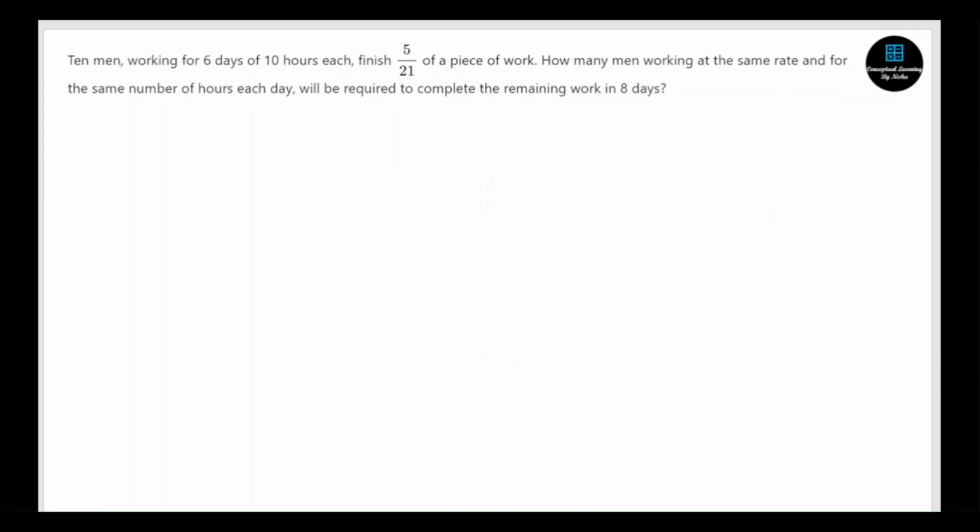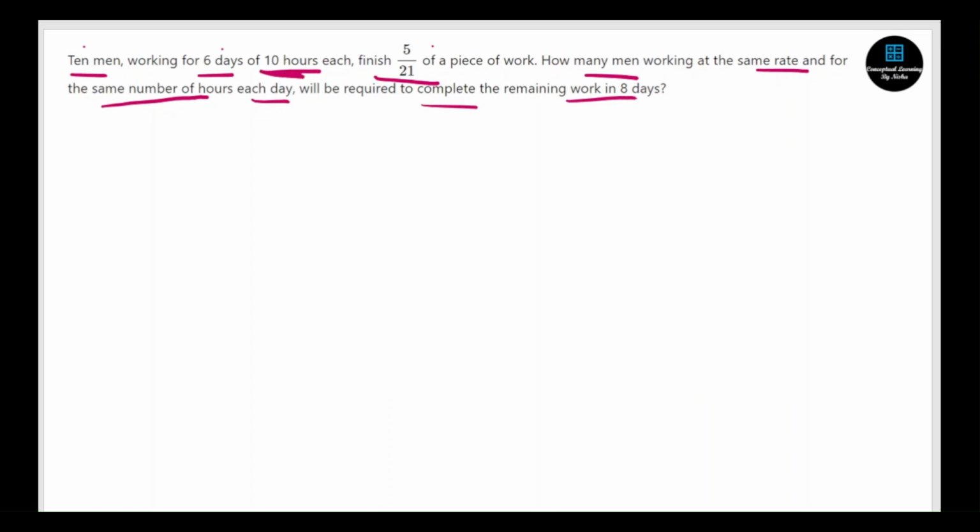Right. Now here it is very important, again a complicated question. See what they have given. 10 men working for 6 days, 10 hours each, finish 5/21st of the piece of work. How many men working at the same rate for the same number of hours each day will be required to complete the remaining work in 8 days? Now basically here if you see there are number of men, number of days, number of hours and piece of work. 4 quantities are given. But one quantity is for confusion.